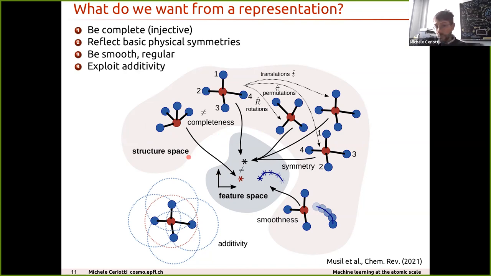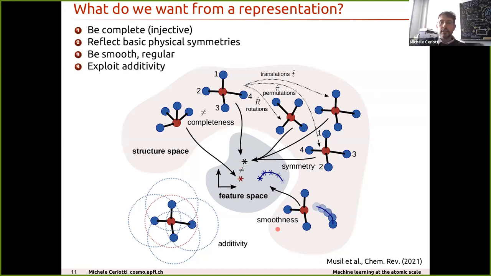So for instance, if you build a representation that is not complete, so if you build a representation where two distinct structures are mapped to the same feature vector, then nothing you can do at the level of the machine learning model will allow you to predict the different energies for those two structures. At the same time, if you can build a representation that is symmetric, so that structures that are related by trivial symmetry operations like a rigid rotation are mapped to the same point in feature space, your machine learning model will not have to learn that rotating a molecule doesn't change its energy.